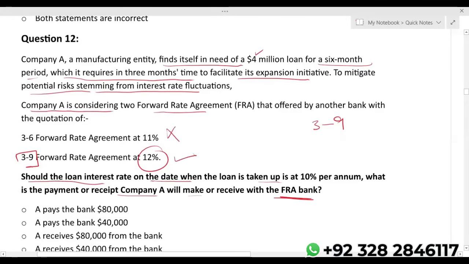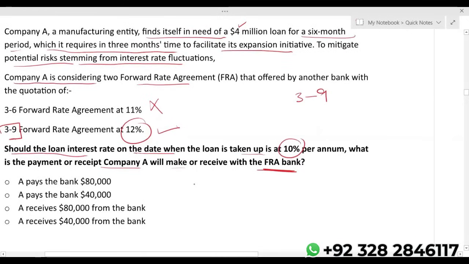Should the loan interest rate on the date when the loan is taken be 10%. Now listen, on the day you are taking the loan, the interest rate is 10%, but you have to pay exactly 12%. First, you will be paying 10% to the bank from which you are taking the loan. Then you will have to pay 2% to the bank from which we have taken the FRA, because the interest rate cannot be more than 12%. So to the bank from which we have taken the FRA, we have to pay 2%. So number one is a payment.